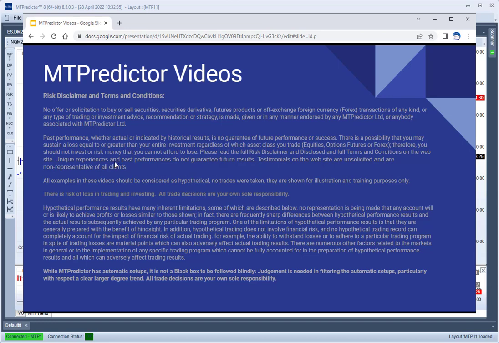But as usual, we start with our risk disclaimer and remind you that all examples in these videos should be considered as hypothetical. No trades are actually taken, they're just shown for illustration and trading purposes only. Remind you there's a risk of loss in trading and investing. Put another way, all professional traders know and understand, but more importantly accept that losses can and will and do unfold. It doesn't matter what trading approach you take, there always will be losing trades.